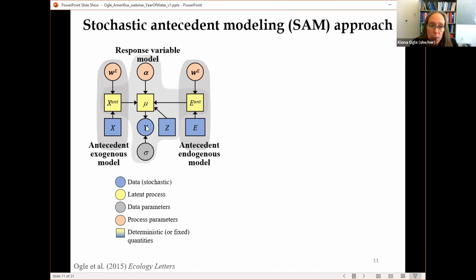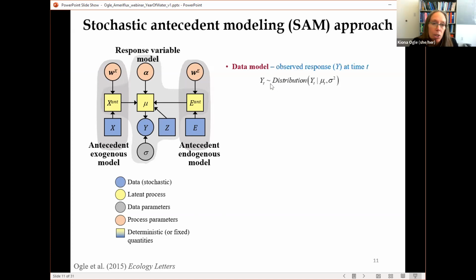Y here is a response variable of interest, such as a flux variable. X, Z, and E represent potential driving variables, where X and Z are likely to represent exogenous variables. And we're going to relate Y to a predicted value that's going to be a function of the antecedent conditions, both exogenous and endogenous values.